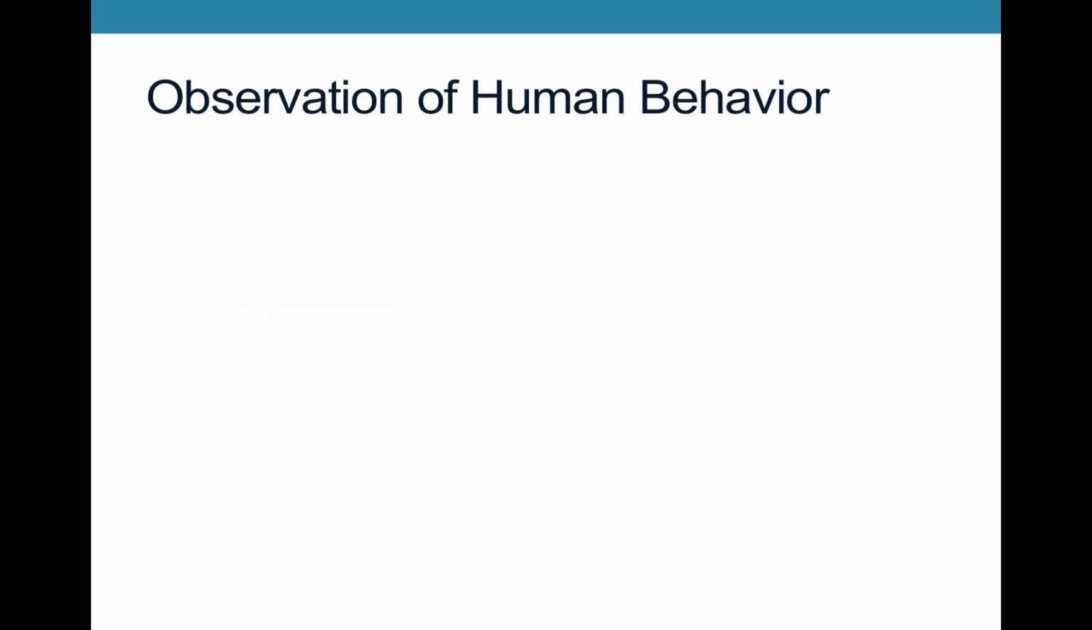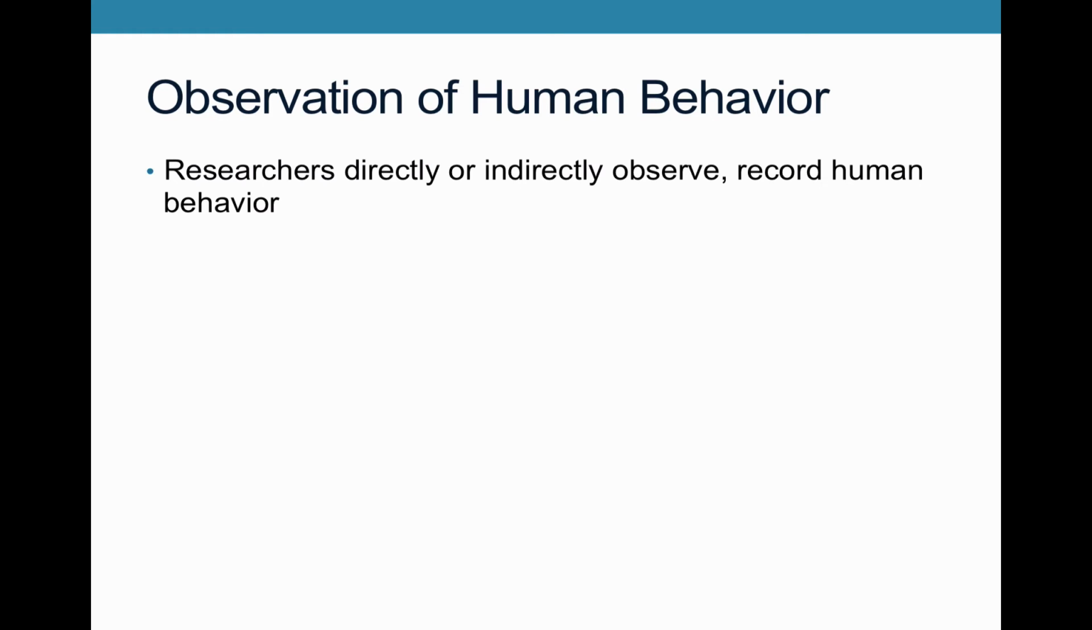The second type of quantitative data that we might observe is perhaps the biggest, most common form of data set, and this would be observations of human behavior. So with surveys, you're asking people what they think about something. Here, you're just observing what human beings do. So in an observational data set, researchers either directly or indirectly observe and record human behavior.